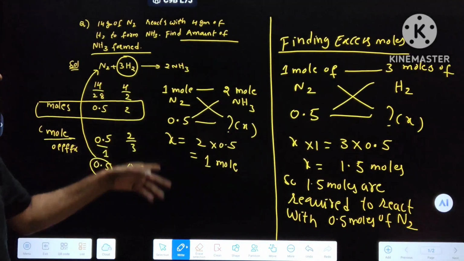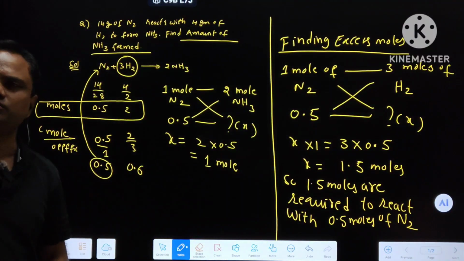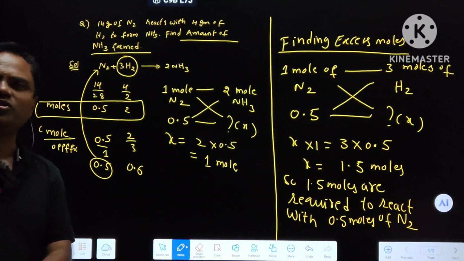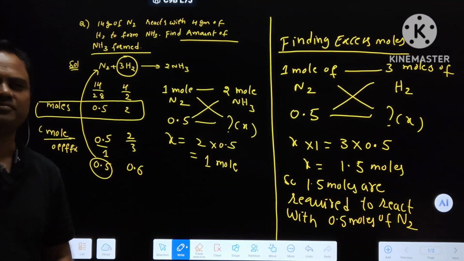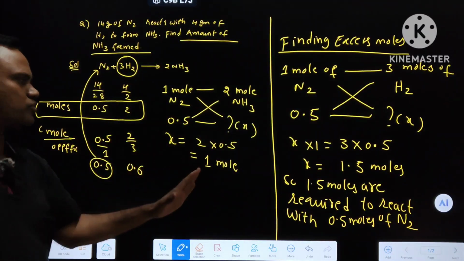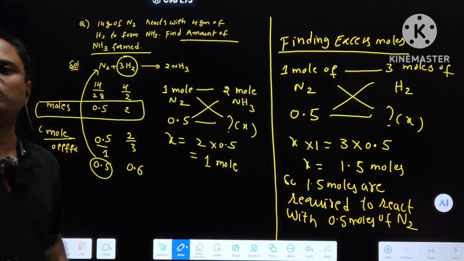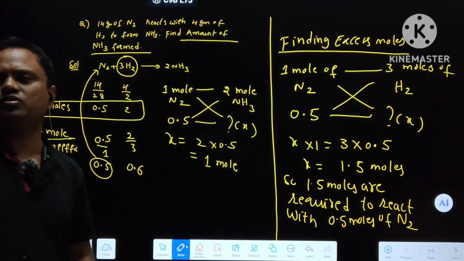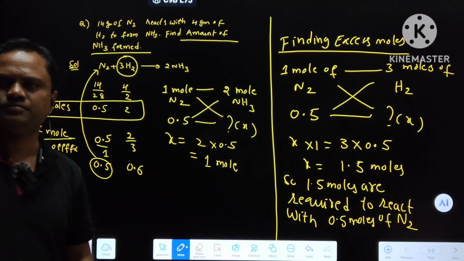Initially, how many moles of excess reagent do we have? Initially 2. Out of 2, how many moles are utilized? So the remaining moles are 0.5 moles, which are in excess. Got it? So initial moles 2, utilized moles 1.5, remaining moles 0.5. So we completed excess moles also, moles of excess reagent.